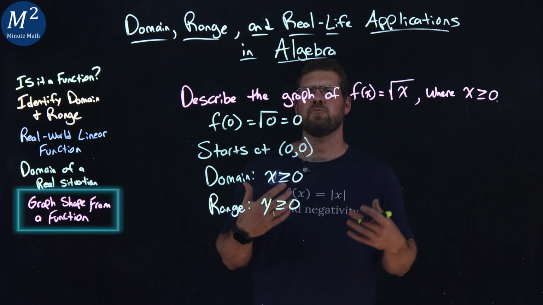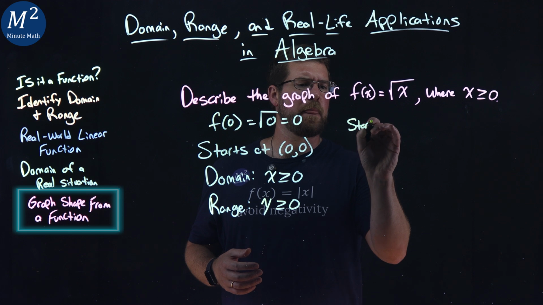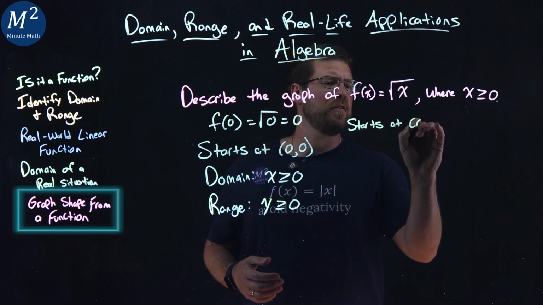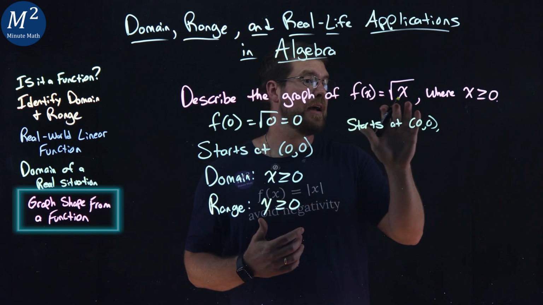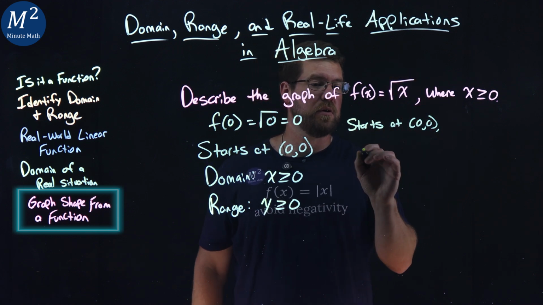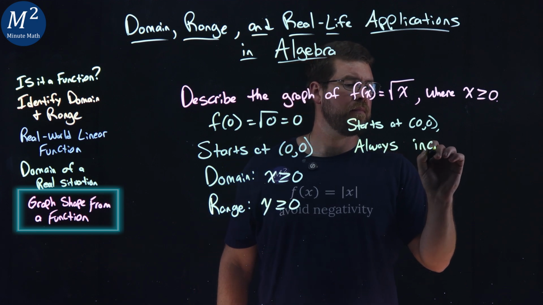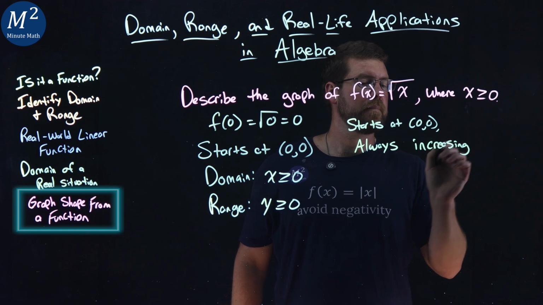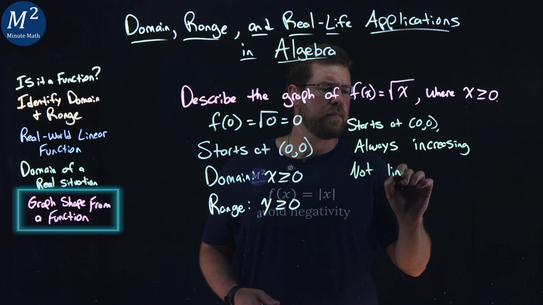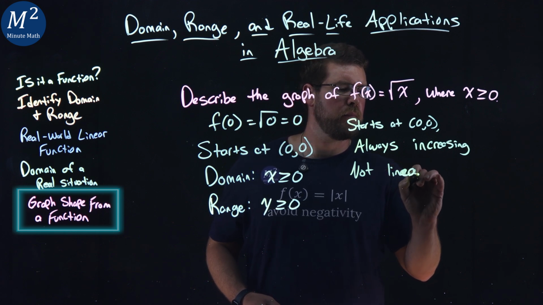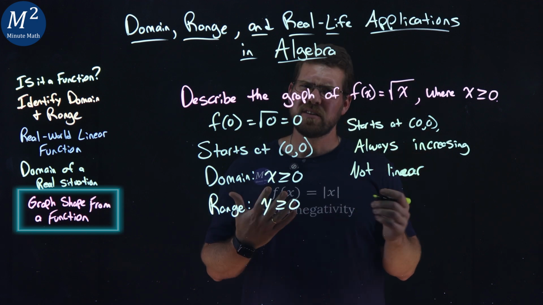Okay, so how can we describe this, right? So our function here maybe starts at 0, 0. It's always increasing. It keeps getting larger. As x gets bigger, this output gets larger and larger. Always increasing. But it's not linear. It's not a straight line, right? The square root kind of changes that. And it's also not exponential.